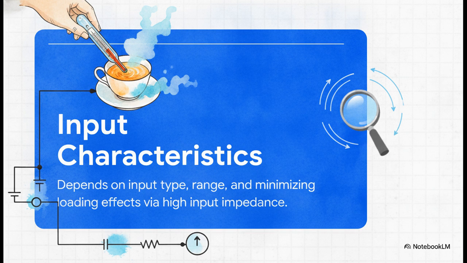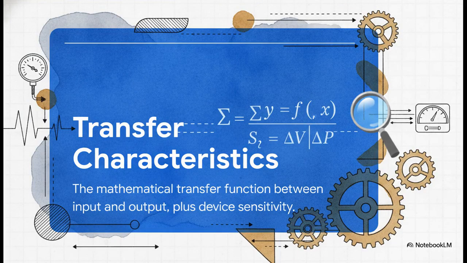Ideally, a transducer shouldn't steal energy away from the thing it's trying to measure. Imagine sticking a room temperature thermometer into a tiny hot cup of liquid. The thermometer actually cools the liquid down slightly while it's measuring it. It's literally stealing energy. That is a loading effect. To prevent this electrically, the device must have a very high input impedance so it doesn't extract force or power from the input signal. The second metric is transfer characteristics.